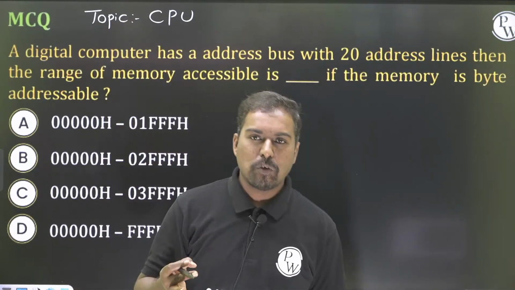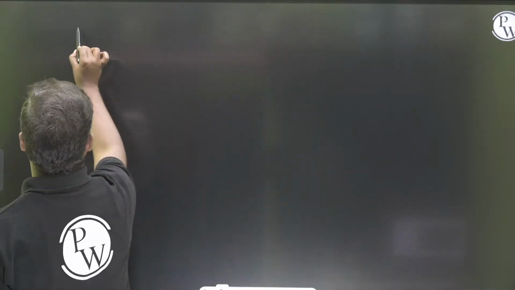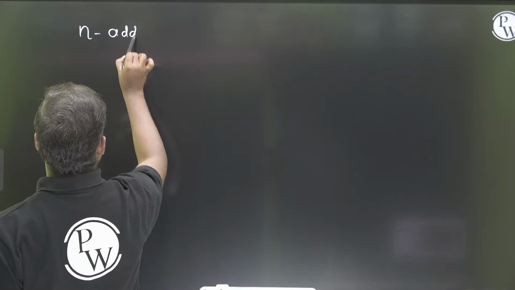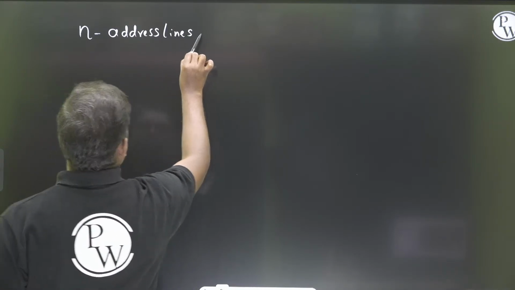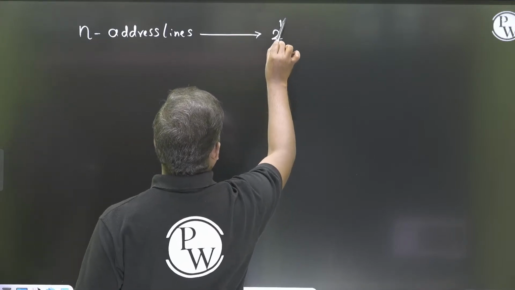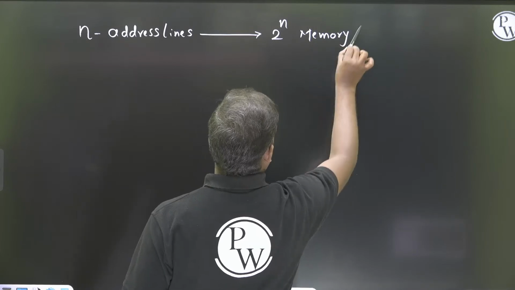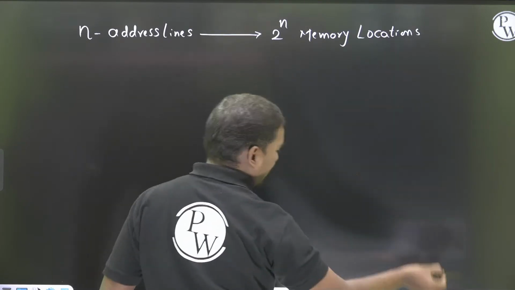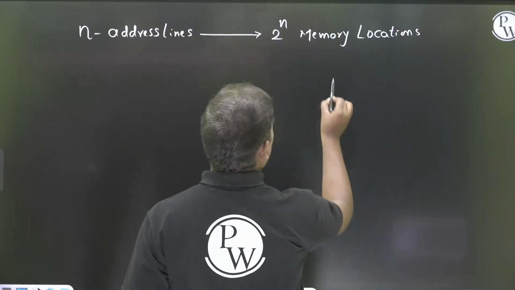So everybody knows that if I have n address lines, any digital device with n address lines can support 2 power n memory locations. Am I right or not? 2 power n memory locations. That means how many address lines does it have now? It has 20 address lines, my dear.